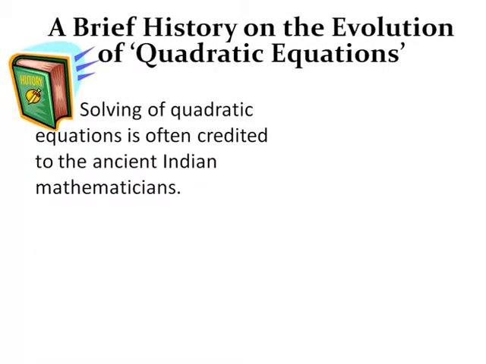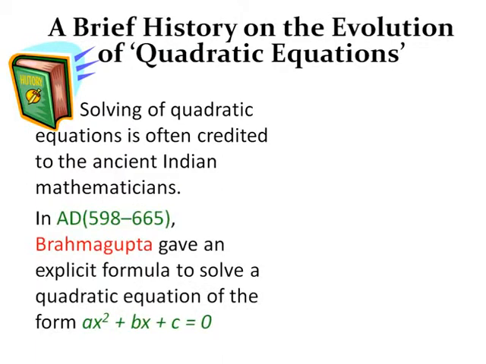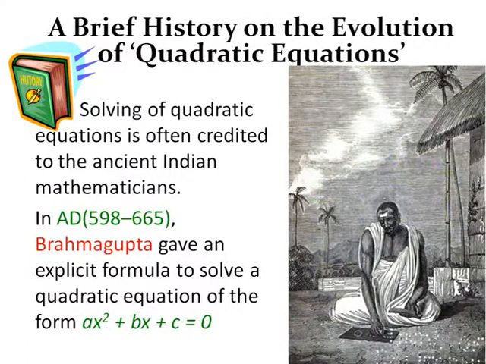Solving of quadratic equations is often credited to the ancient Indian mathematicians. In AD 598 to 665, a great Indian mathematician Brahmagupta gave an explicit formula to solve a quadratic equation of the form ax² + bx + c = 0, which is the standard form of a quadratic equation. Here a, b, c are constants, while x is the variable and the highest power in the equation is 2.